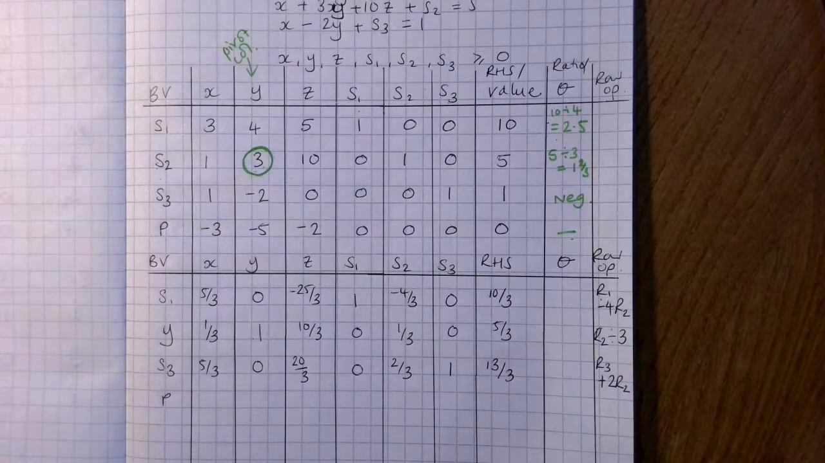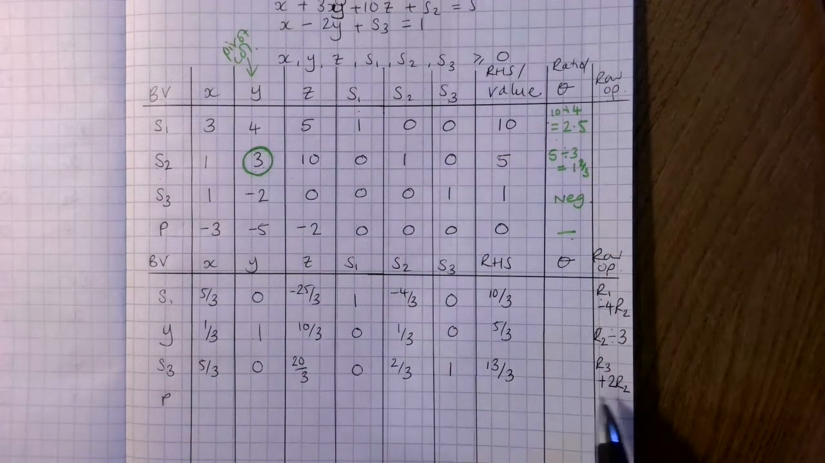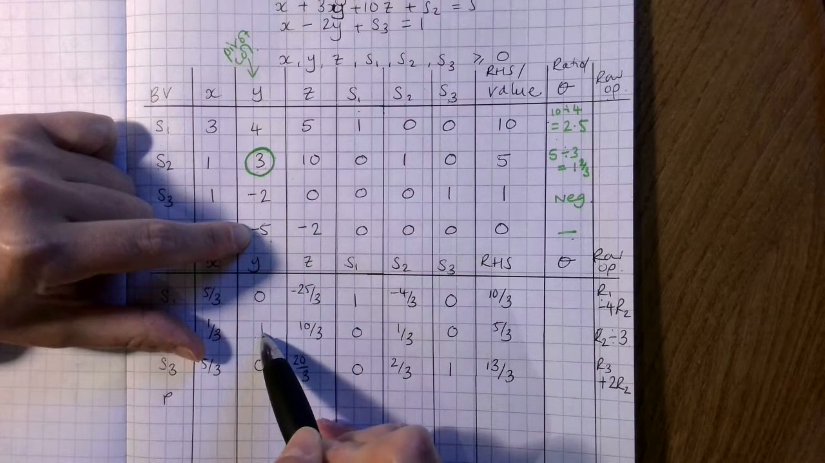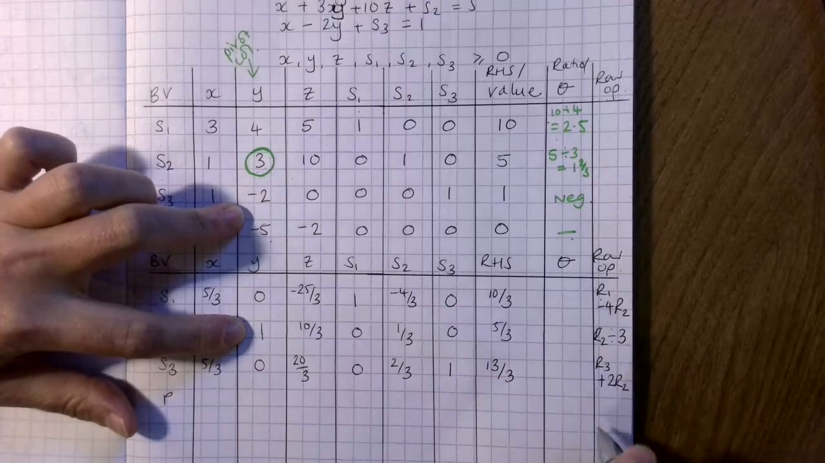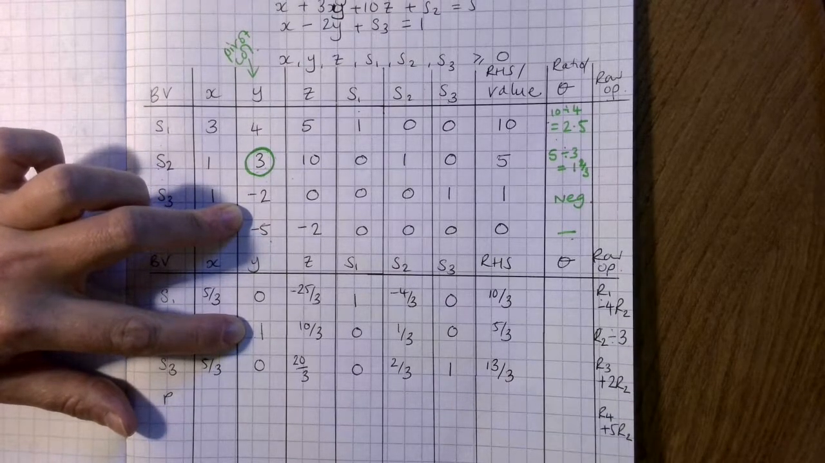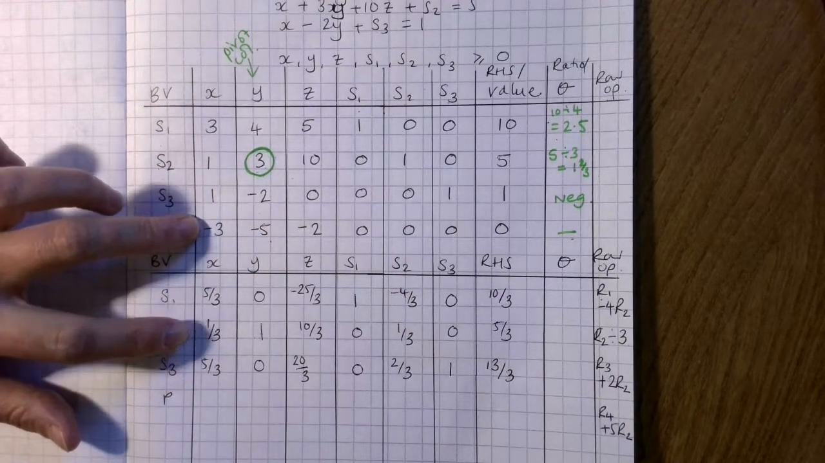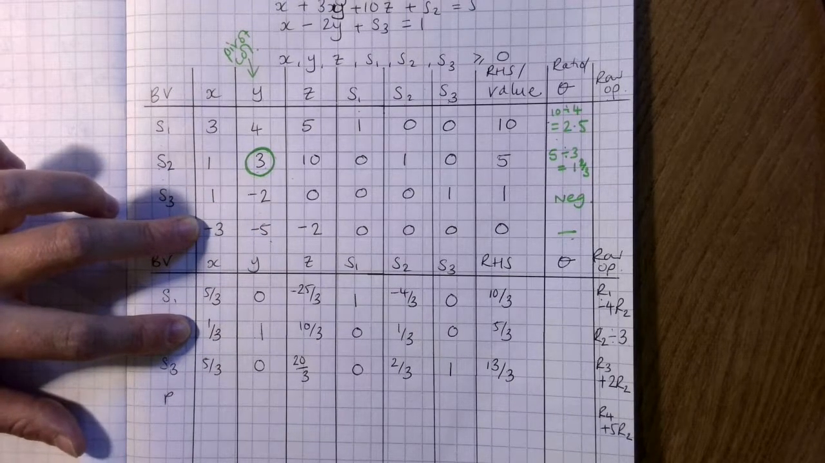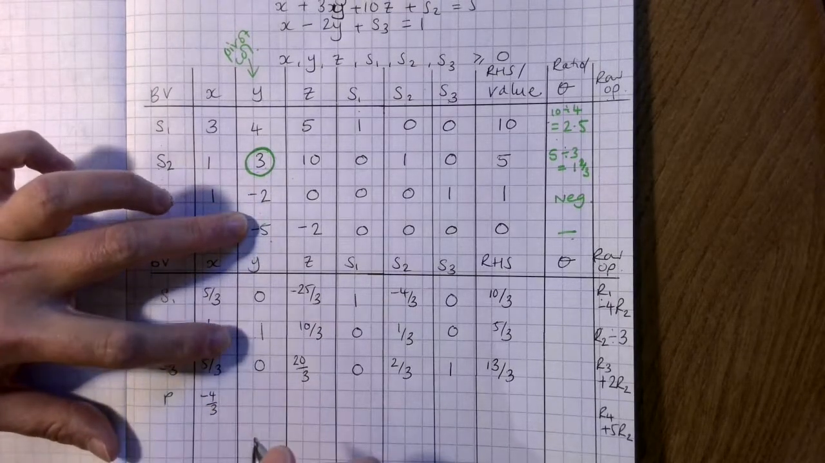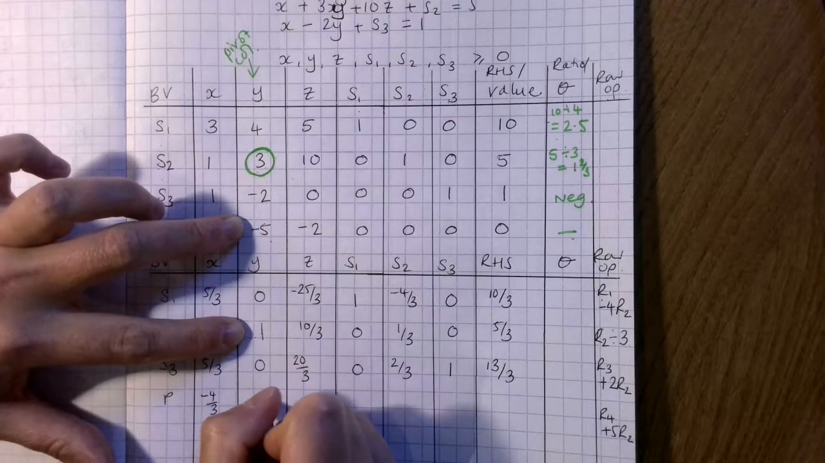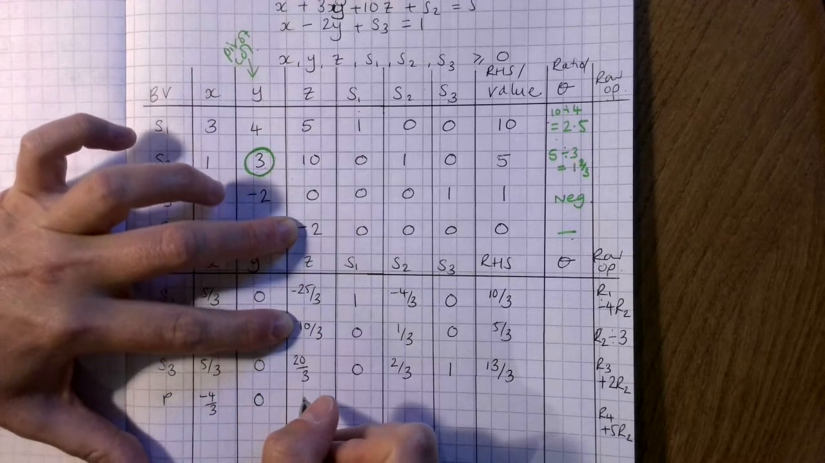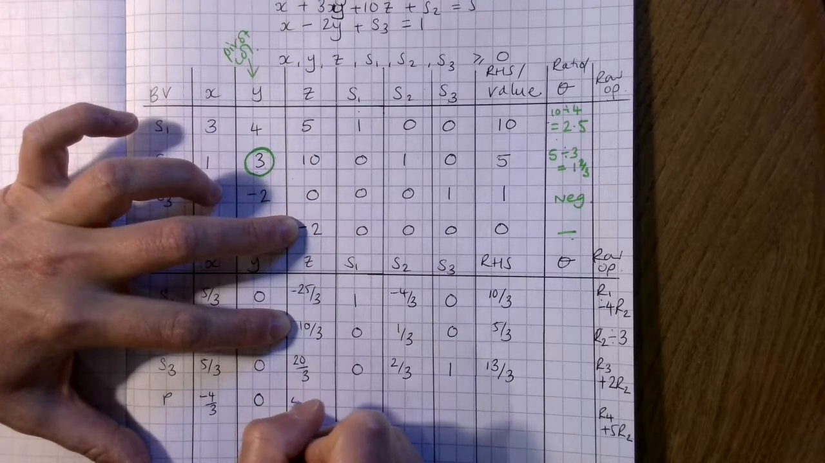Okay. And then the bottom row, so minus 5 plus 5 lots of that. So row 4 plus 5 lots of row 2. So that plus 5 lots of that. That plus 5 lots of that. That plus 5 lots of that.